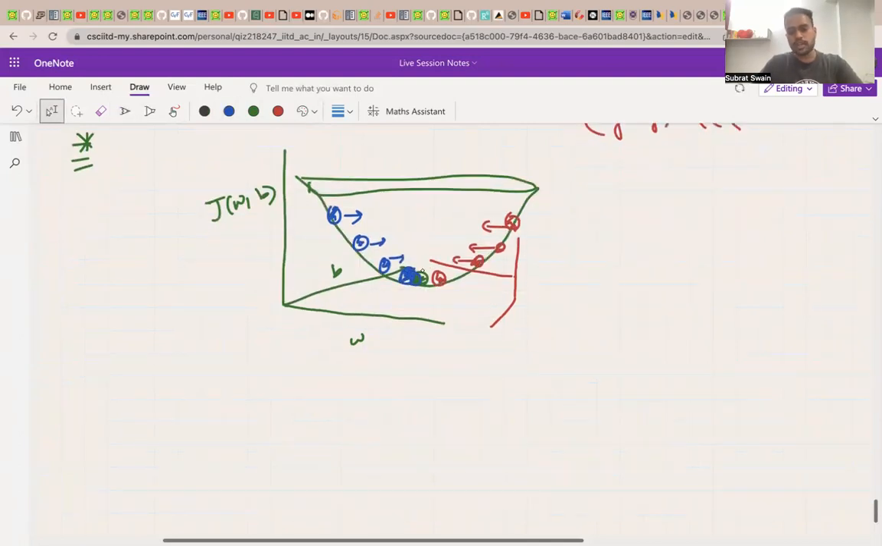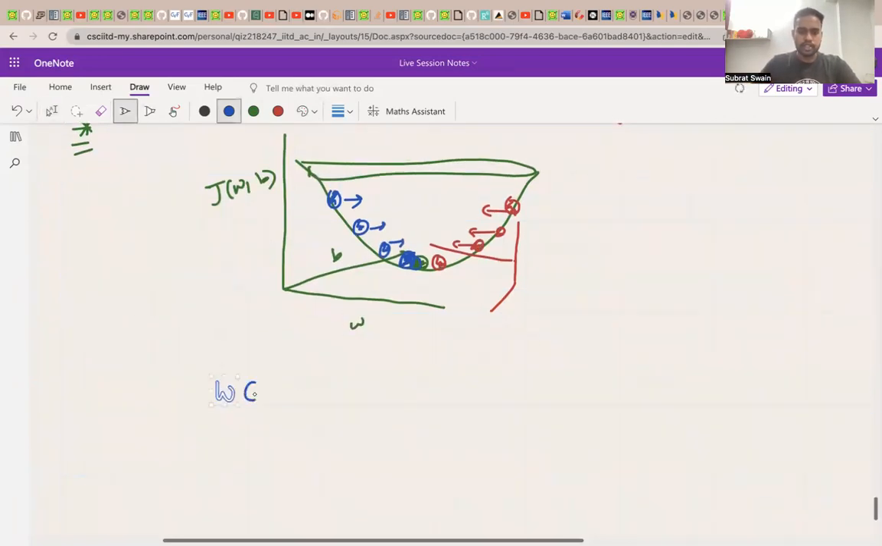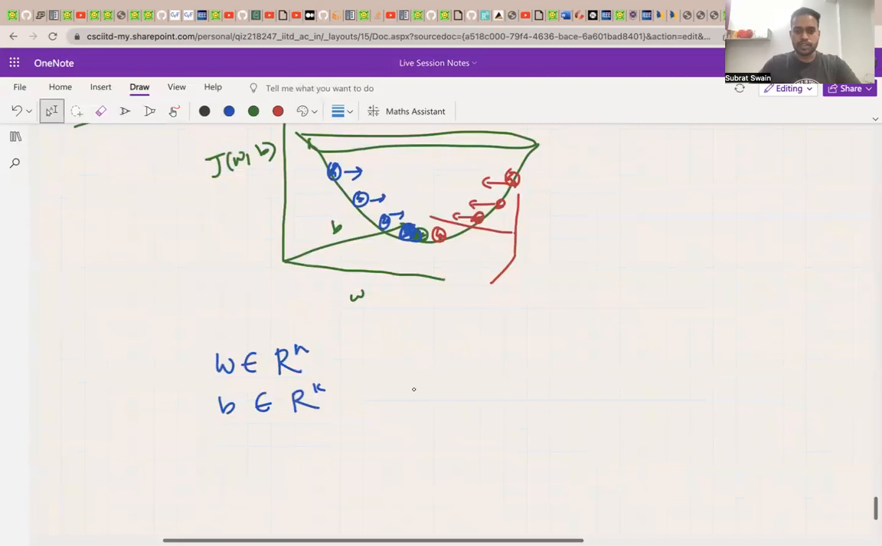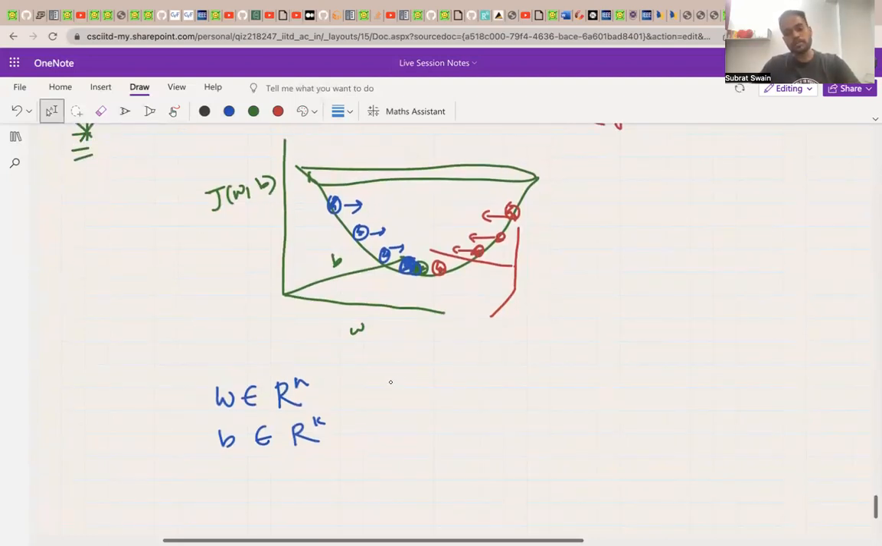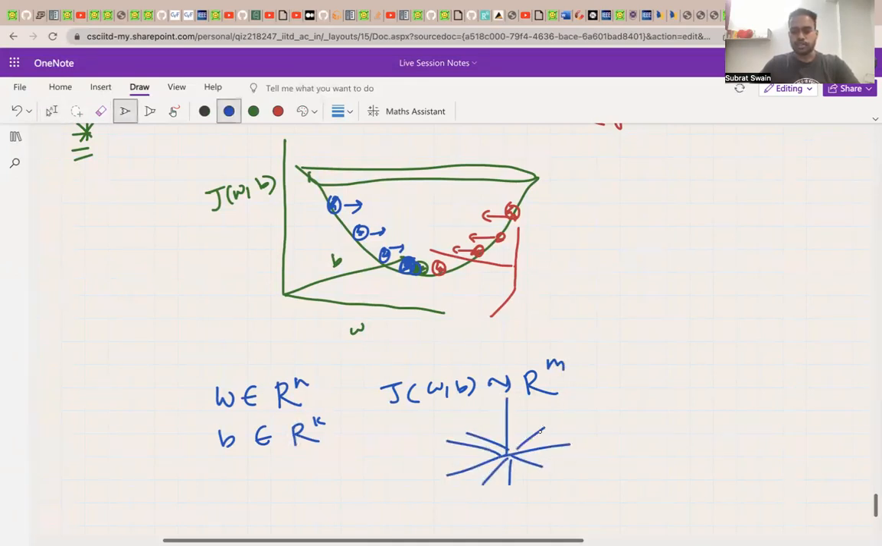Okay, this is pretty simple. Does the same thing apply if my W is n dimensional and my B is some k dimensional? The graph I cannot plot, but W and B will similarly be some m dimensional, and you have to plot that one dimensional graph to show that. The curve will be similar like this, and you will again come down to the minimum point.